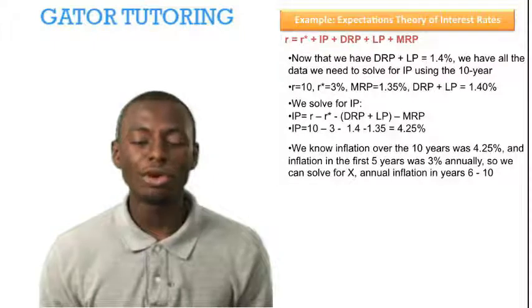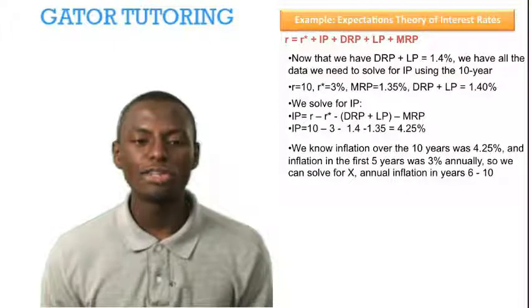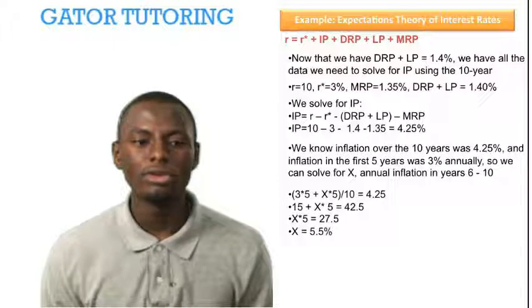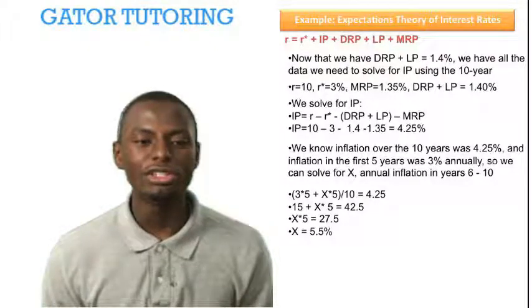We know inflation over 10 years was 4.25%, and inflation in the first 5 years was 3% annually. So we can solve for X, annual inflation, in years 6 through 10. To do this, we just use the fact that 3 times 5 plus X times 5, over 10, equals 4.25. That 4.25 is the inflation premium over 10 years. All we're saying is it equals the average inflation over each of the 10 years.